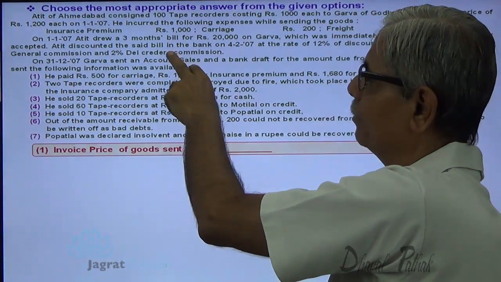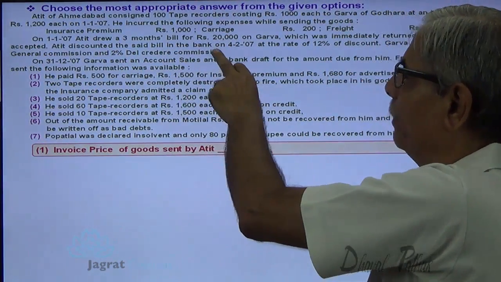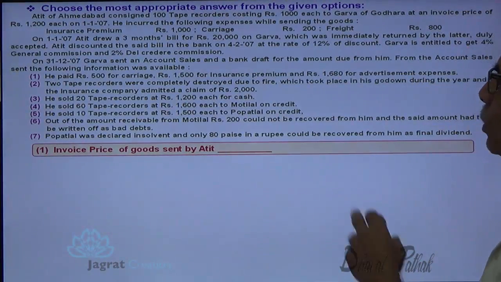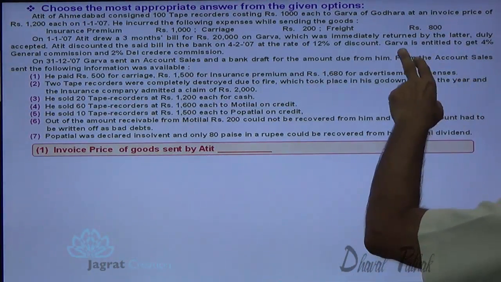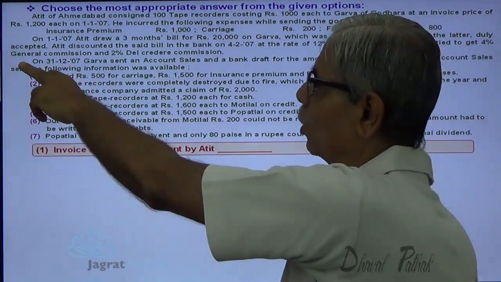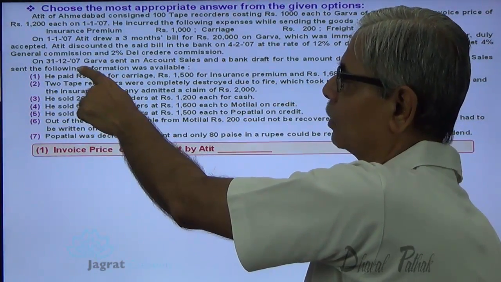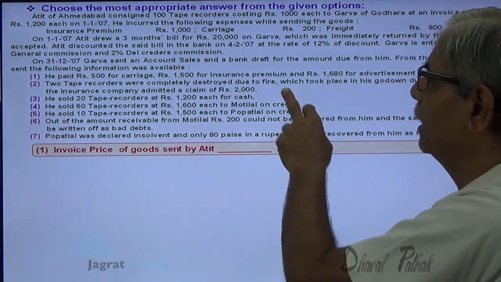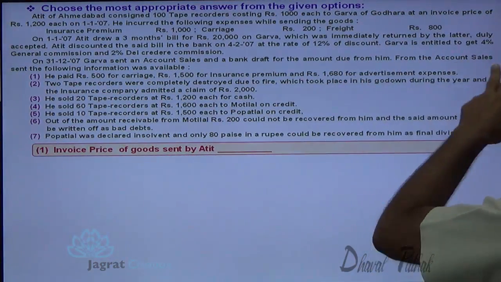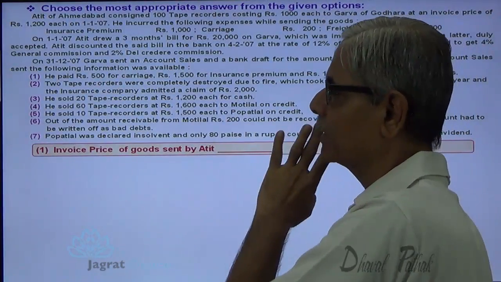Atit discounted the said bill on 4th of February 2007 at the rate of 12% discount. Gaurav is entitled to have 4% commission and 2% del credere commission. On 31st of December 2007, Gaurav sent an account sale and the bank draft for the amount due. From the account sale, following informations are available.